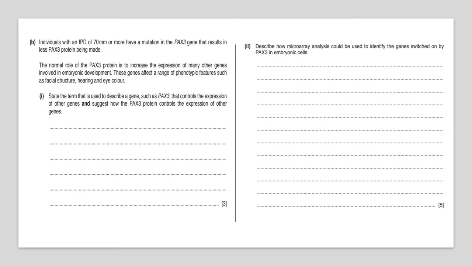So let's look at B part of that question. Individuals with an IPD of 70 millimeters or more have a mutation in the PAX3 gene that results in less PAX3 protein being made. The normal role of the PAX3 protein is to increase the expression of many other genes involved in embryonic development. These genes affect a range of phenotypic features such as facial structure, hearing, and eye color. State the term that is used to describe a gene such as PAX3 that controls the expression of other genes, and suggest how the PAX3 protein controls the expression of other genes.